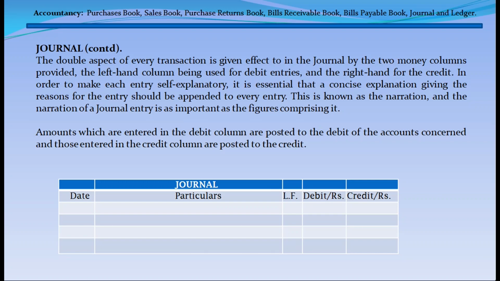This is known as the narration, and the narration of the journal entry is as important as the figures comprising it. Amounts which are entered in the debit column are posted to the debit of the accounts concerned, and those entered in the credit column are posted to the credit. The form of journal contains date column, particulars column, ledger folio column, debit column, and credit column.